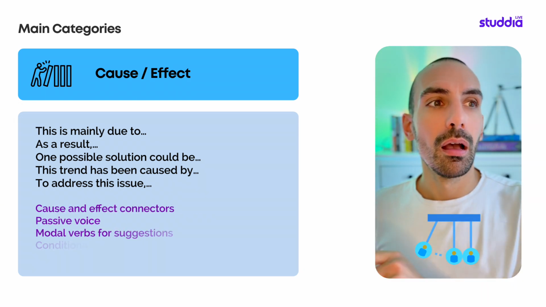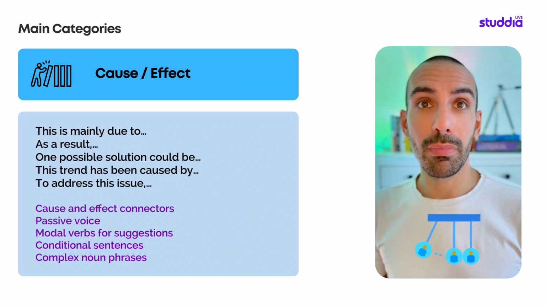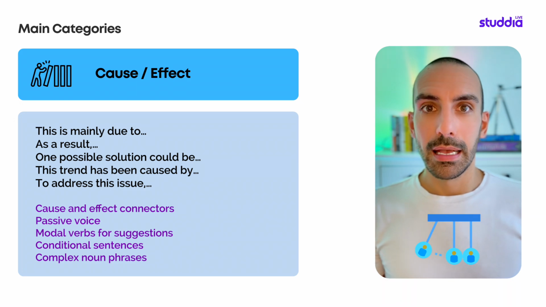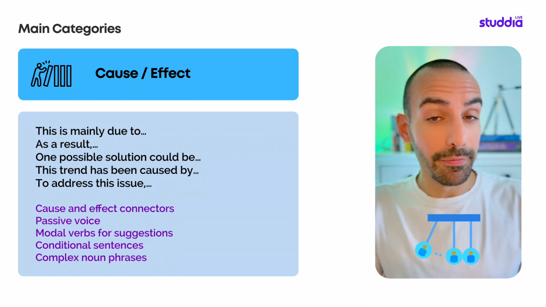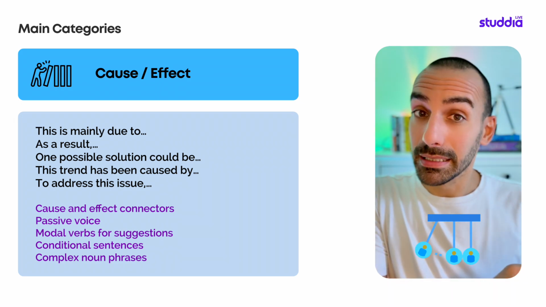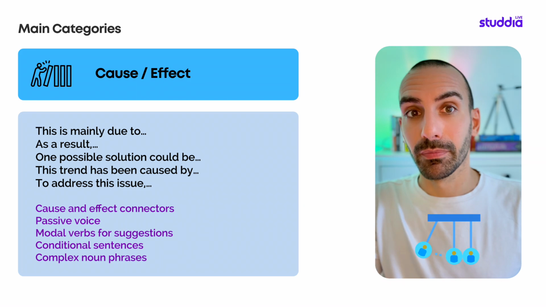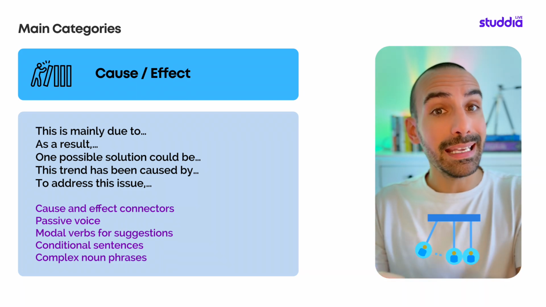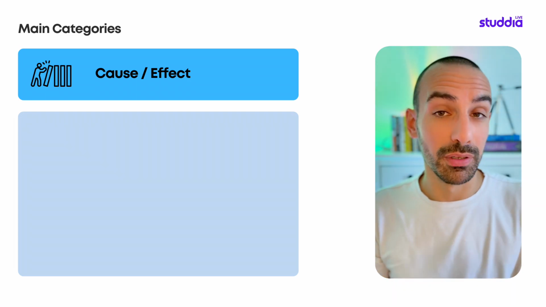Or one possible solution would be to make gyms more affordable. Some useful language here could be, because of, as a result, this leads to that, or one way to solve this might be, and so on. Check the PDF document for more.